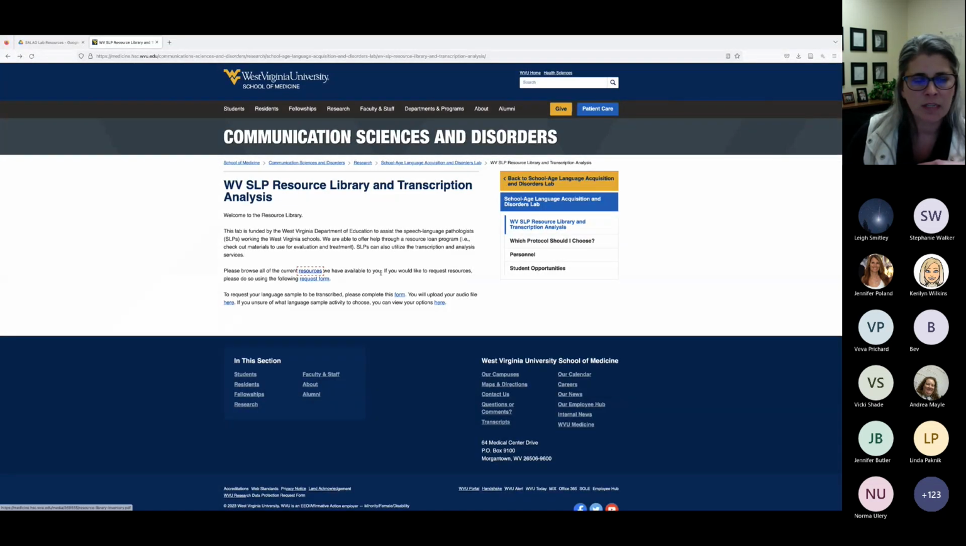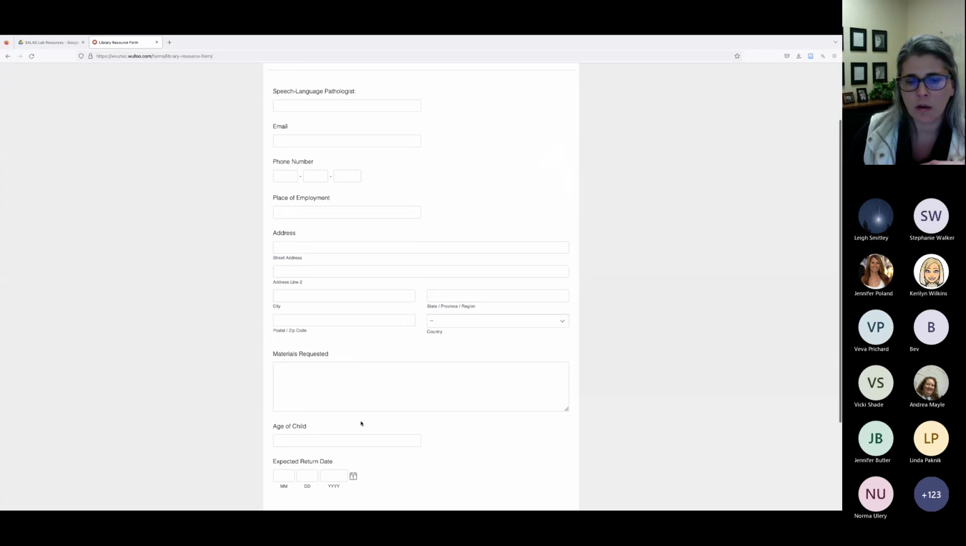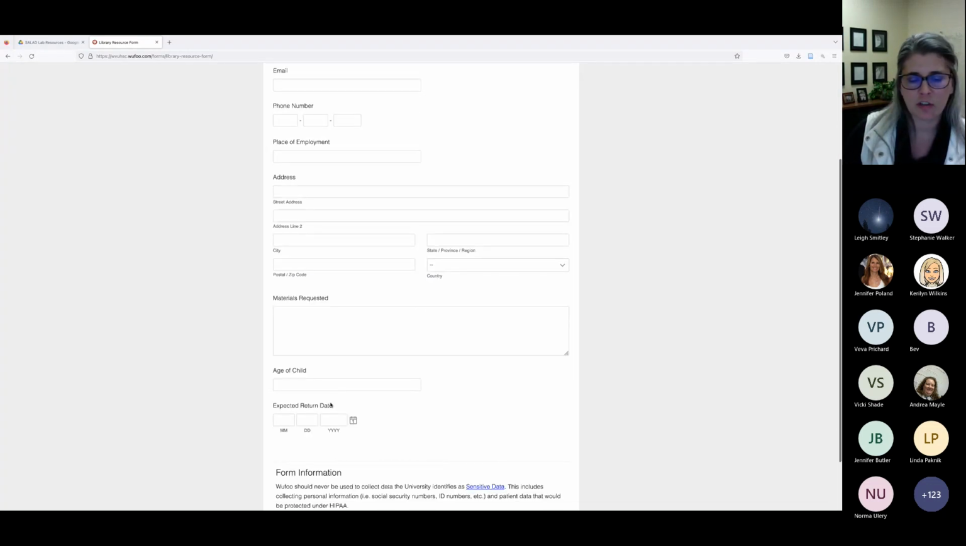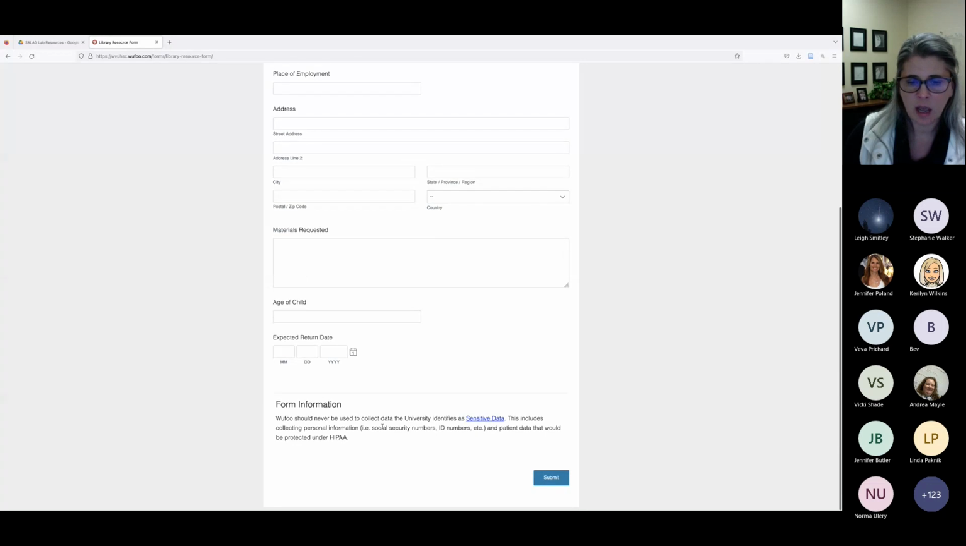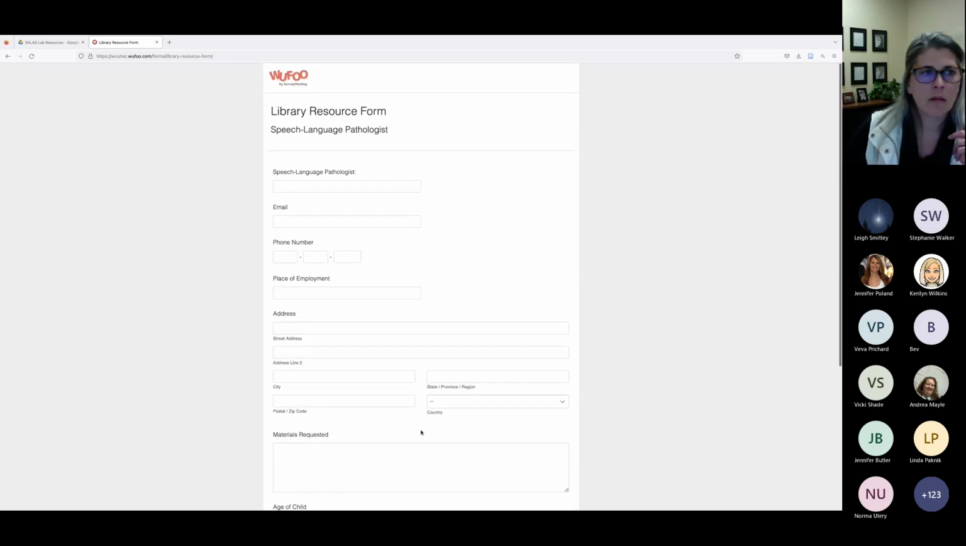If you decide you want one of those resources, you then go to this link that says request form. That takes you to this Wufoo document that you fill out and you just tell us which items you want us to send to you. This is more for us because we just keep this basic information. Then you click submit and we get it and we try to have it to you within a week. So that's the Wufoo document for actual materials. Questions about that one?